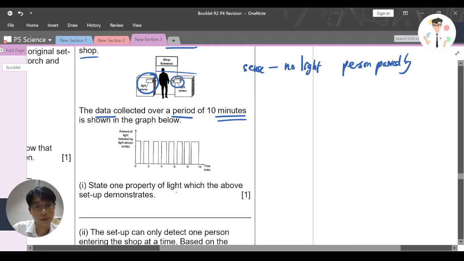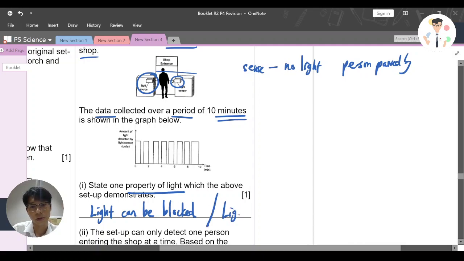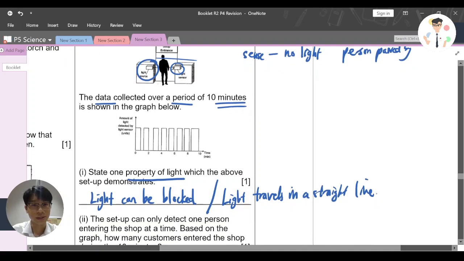So now state one property of light. What is the property of light? There are two properties of light that you can mention. First is light travels in a straight line. Or second, you can say light can be blocked. So I will say light can be blocked. Of course, if you like, you can say light travels in a straight line.